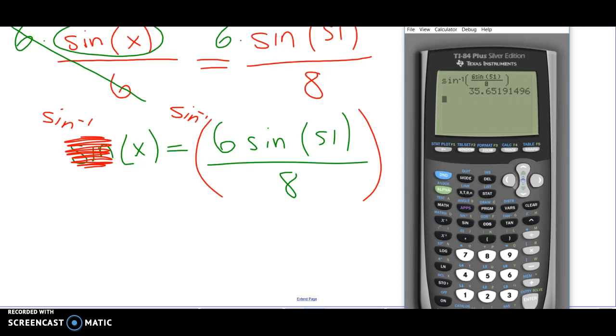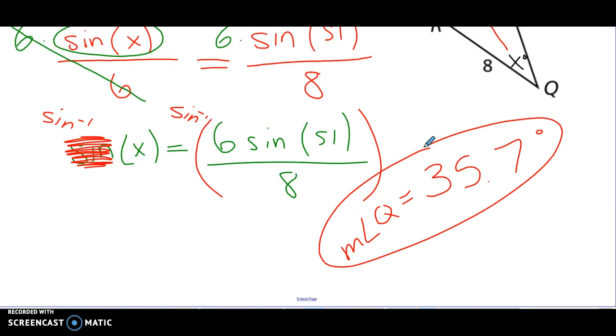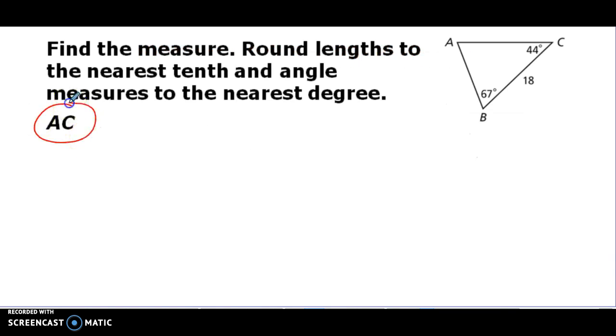35.65. So about 35, 36. Let's call it 35.7 degrees. That is the measure of angle Q that we just found. So a little bit of basic trig review in there with the inverse sine to find an angle measure. Now at the top of this one it says, don't forget what we know. So don't forget to go back to the basics sometimes. So you've got to find that angle first. Now, how would you know that?